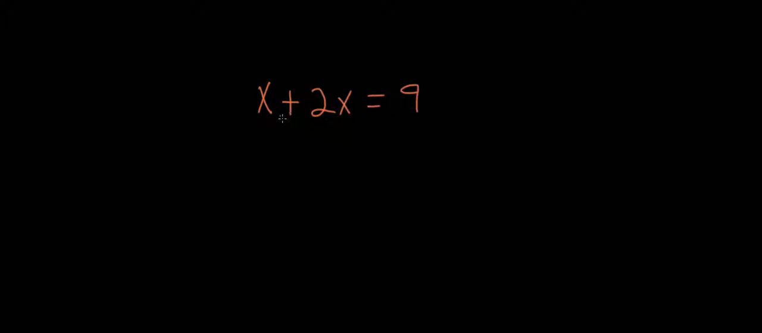Okay, so the first step is we add like terms. So we see that there's two different terms that have x's in them, so we can add these two. So we get 3x equals 9. From here, we're trying to figure out a number that when multiplied by 3 is 9. So again, we divide by 3 on both sides. So we get 3 divided by 3 is 1. 9 divided by 3 is 3. So 1x equals 3, which is the same thing as x equals 3.